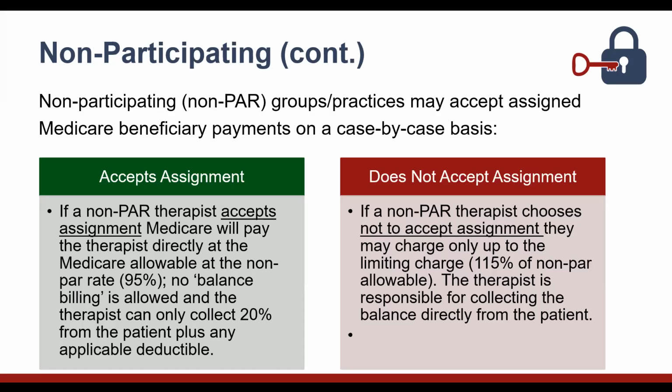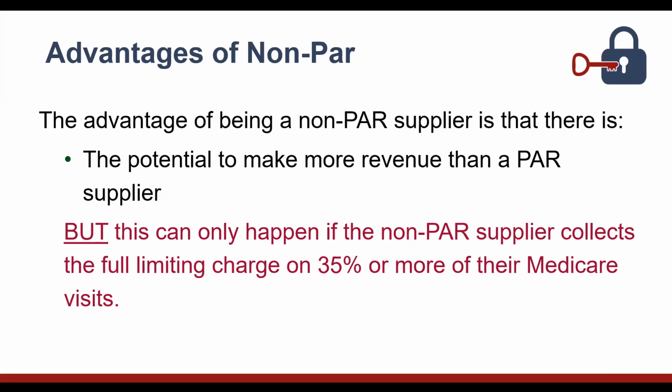So it doesn't make sense to be non-participating and to accept a large number of assigned patients. If you don't accept assignment, you may charge up to 115% of the non-par allowable, and you have the opportunity to, again, collect directly from the patient. So what are the advantages? Well, the potential to make more revenue than a participating provider.